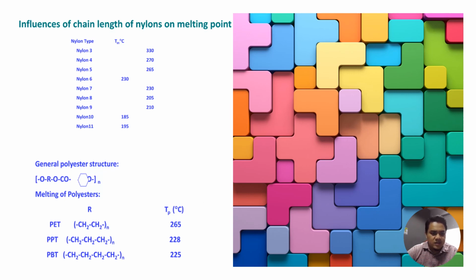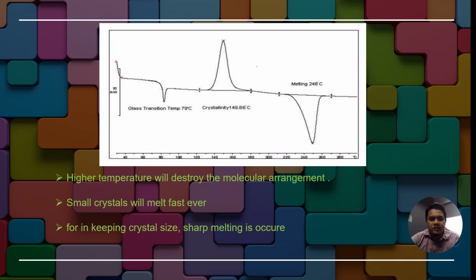So we can see the melting of the polyester, such as PET. We can see the change of the PET, and also the transition temperature. For PPT, we have 228, PBT 225, and so on. All right, this is the graph that shows the positions of the melting point.